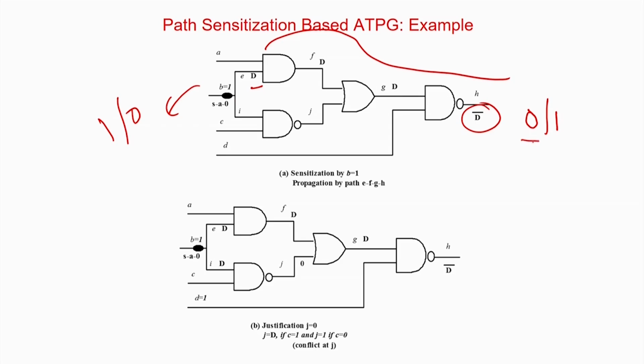So if the output is 0, then the circuit is normal. If the output is 1, I know that there is a stuck at. This is going to happen. So I have selected this path. Now what I have to do is actually justify. So what do you mean by justify? That means I should be able to derive this signal.